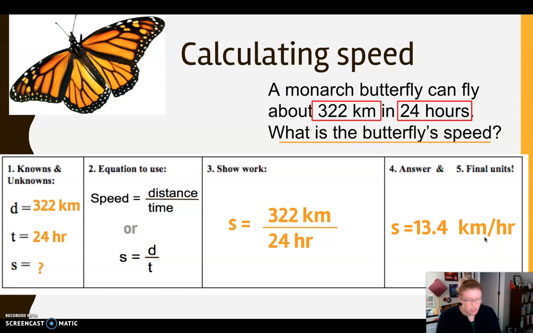I forgot to mention that you might have had 13.4 and a lot more decimal places. You can round in general in science to like one decimal place. That's probably fine. We'll have more numbers that have lots of decimal places in them. So this problem, not so bad. You did a great job.